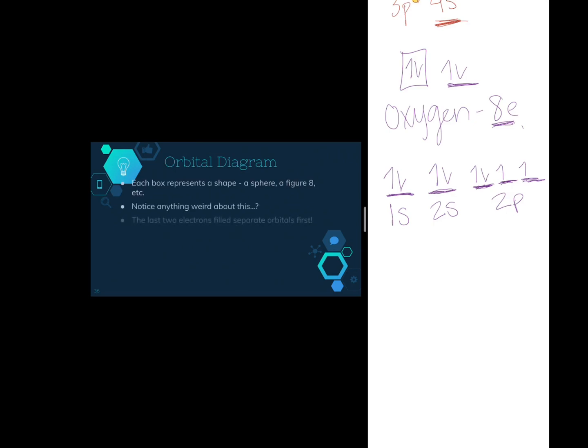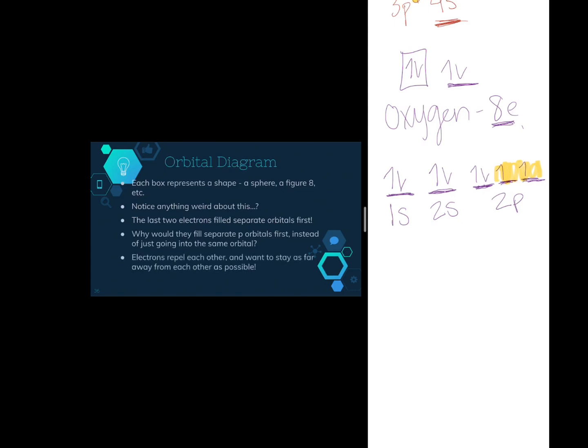Each box represents a shape. Notice anything weird? These last 2 electrons right here are filled in separate orbitals first. This is because electrons repel each other. They want to stay as far away from each other as possible. So if they don't have to pair up, they're not going to. This is also called Hund's rule. That's important. Hund's rule: electrons fill single orbitals first before they start pairing up.